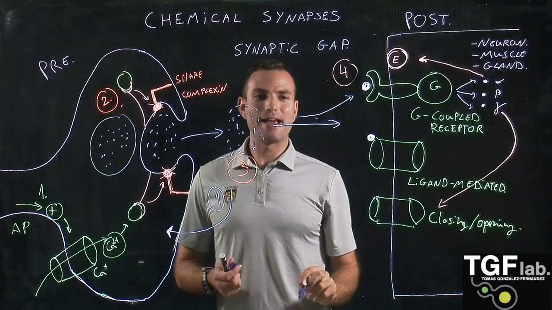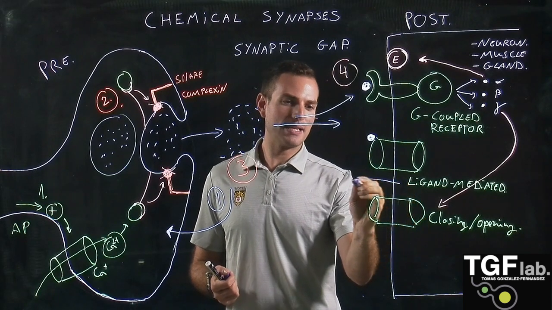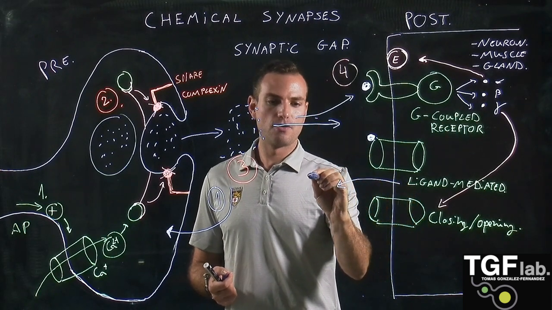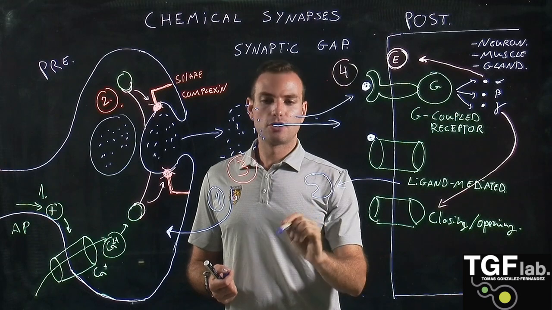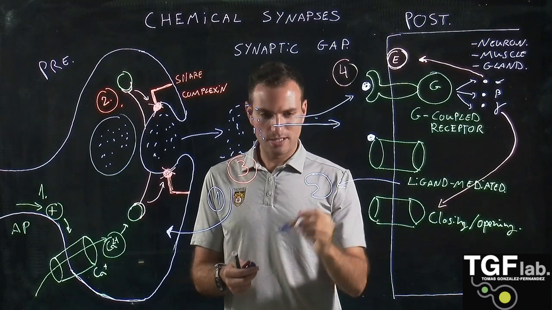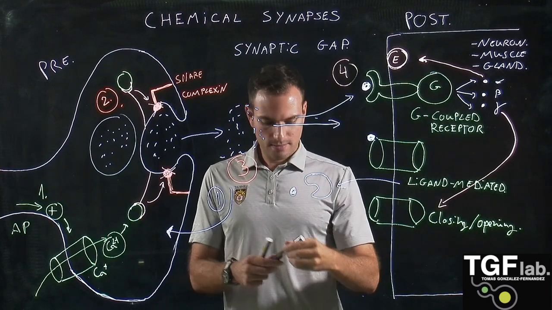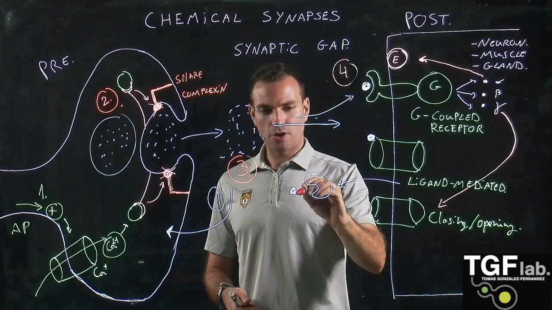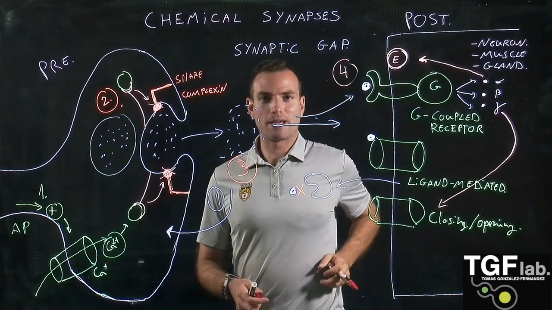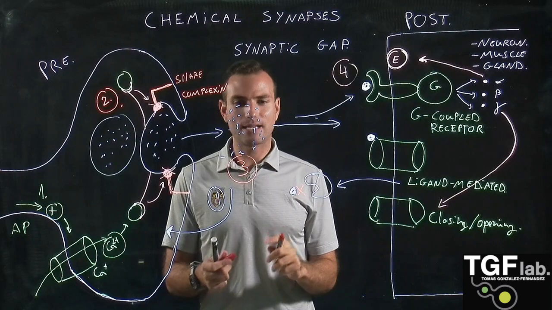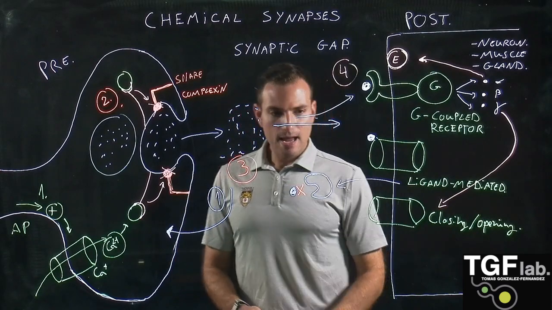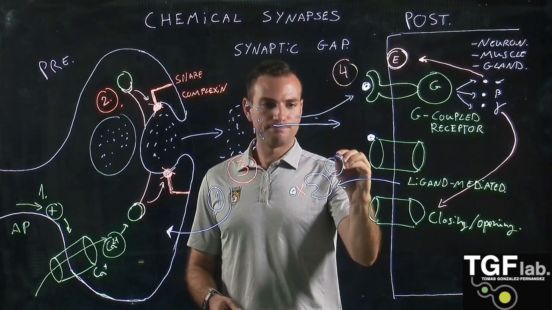We have a second mechanism, that is the postsynaptic neuron is going to release some enzymes that are going to destroy these neurotransmitters. So that's another process of clearing the synaptic gap.